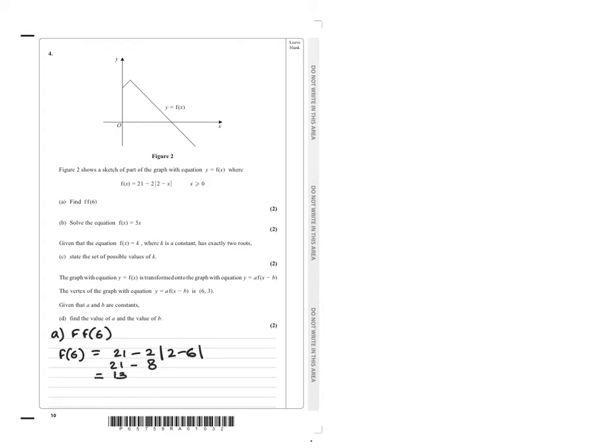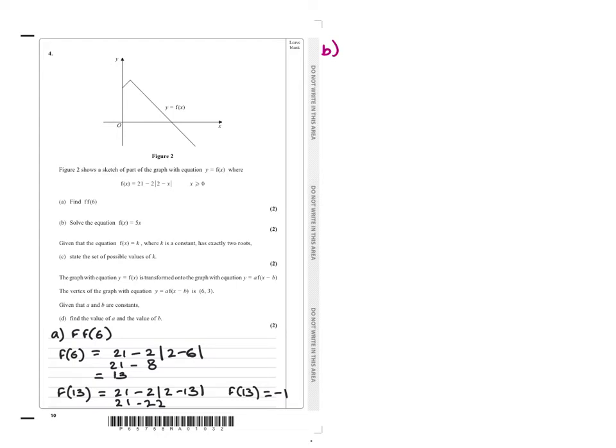Okay, so now f of 6 is 13, so now we need to find f of 13, which is 21 minus 2 lots of 2 minus 13. 2 minus 13 is minus 11, but we take the positive, don't we? So we're going to get minus 2 times positive 11, which is minus 22. 21 minus 22 is minus 1. So f of 13 is minus 1. Nice and simple.